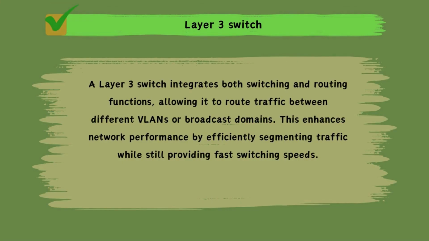A Layer 3 switch integrates both switching and routing functions, allowing it to route traffic between different VLANs or broadcast domains. This enhances network performance by efficiently segmenting traffic while still providing fast switching speeds.